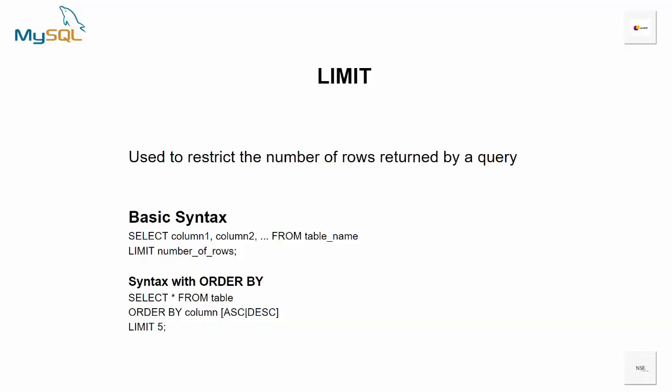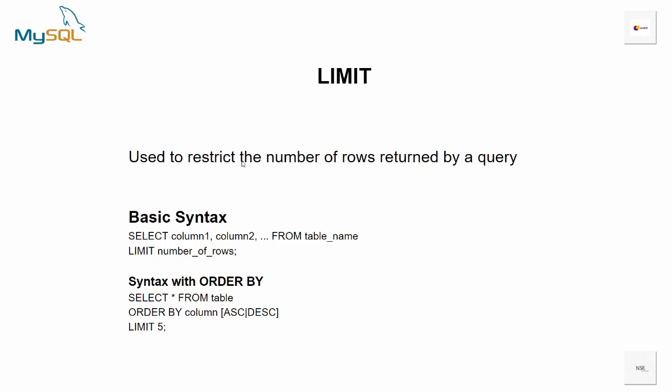The next clause that we want to talk about is the limit clause. The limit clause is used to restrict the number of rows returned by a query. It allows you to specify a limit on the number of rows you want to retrieve from the database results set. Basically, the limit clause helps you to control the number of results you get back.